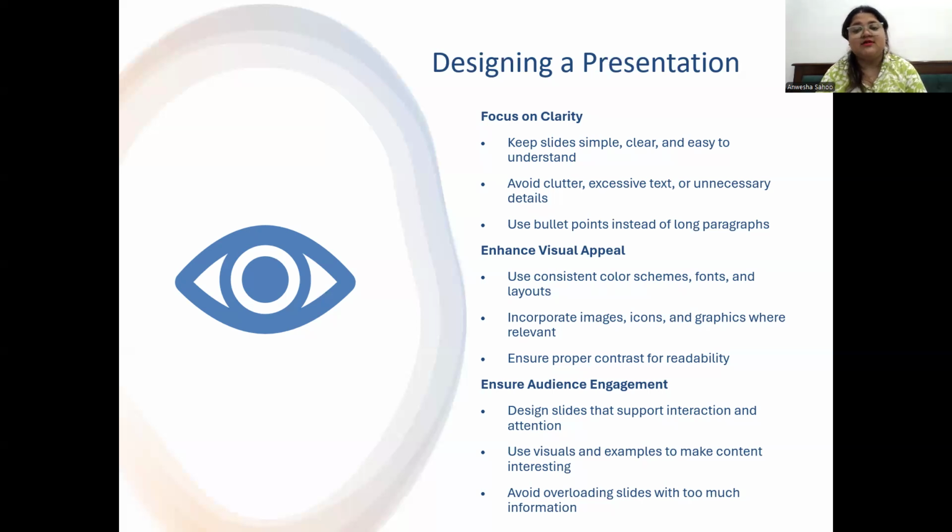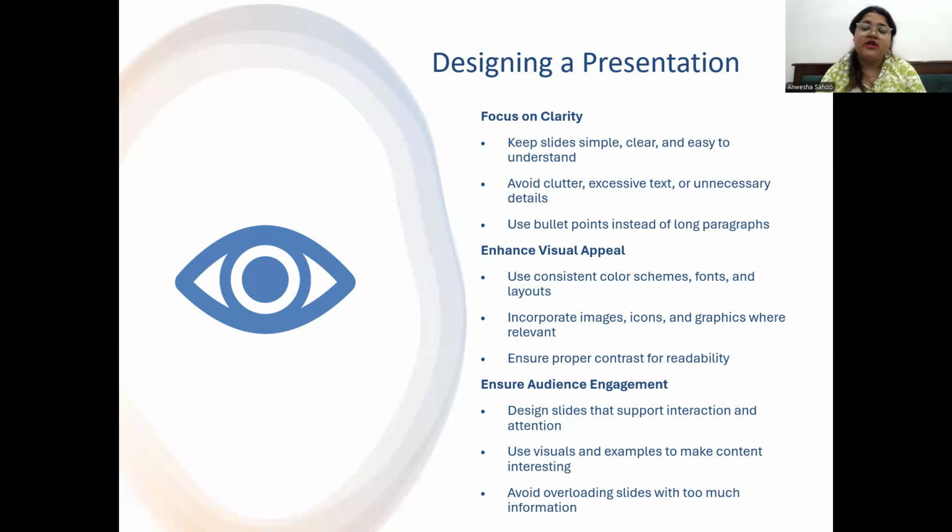Use a consistent color scheme, fonts, and layout. Try to incorporate images, icons, graphics wherever it is relevant. Also use proper contrast for readability. So the color of your text should be in such a way that people can read your presentation.